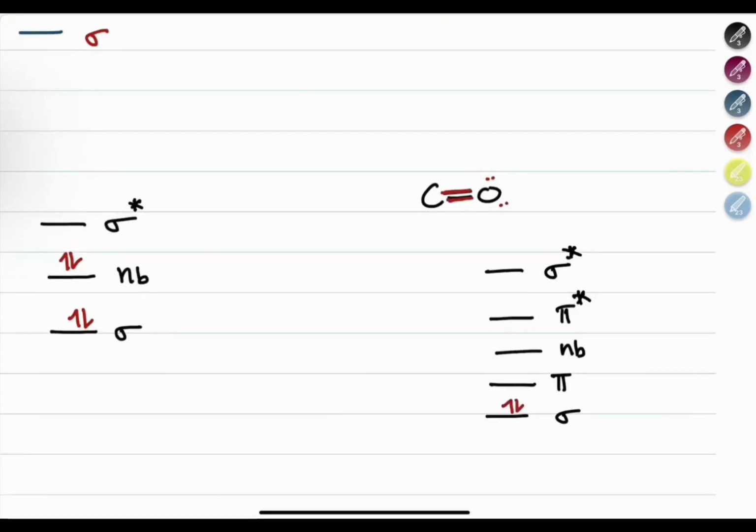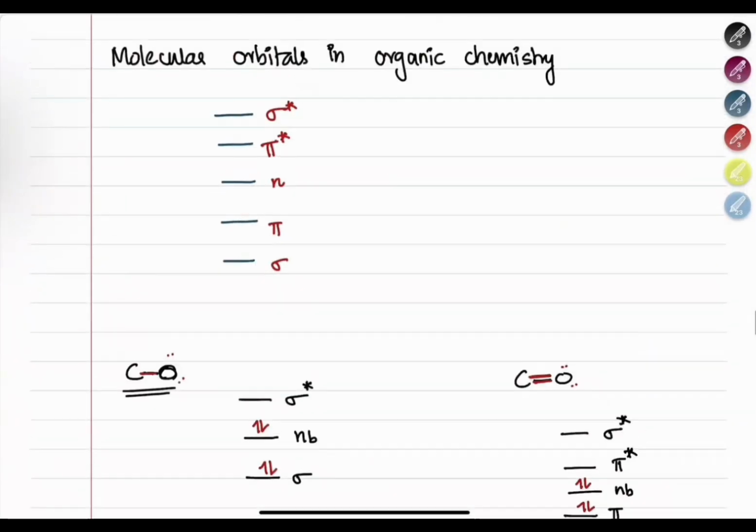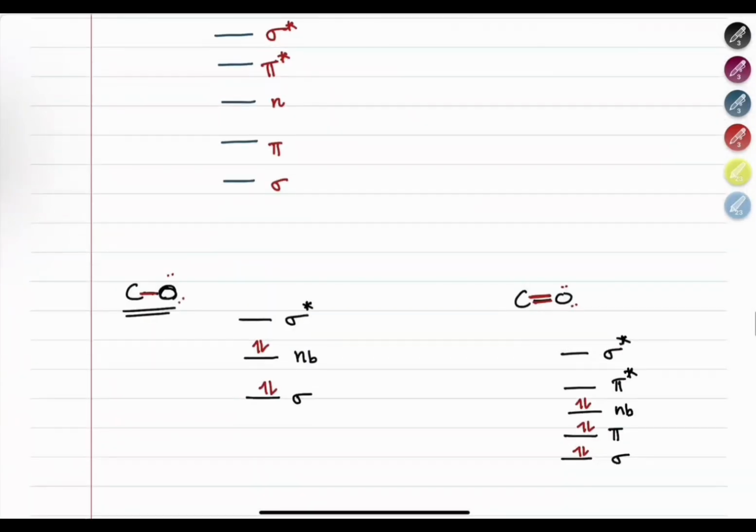In sigma bond, there are 2 electrons that we will put in a sigma orbital. In pi bond also 2 electrons that we will put in the pi orbital. The oxygen lone pair, we will put in the non-bonding orbital. Okay. So this is the molecular orbital representation of C double bond O.